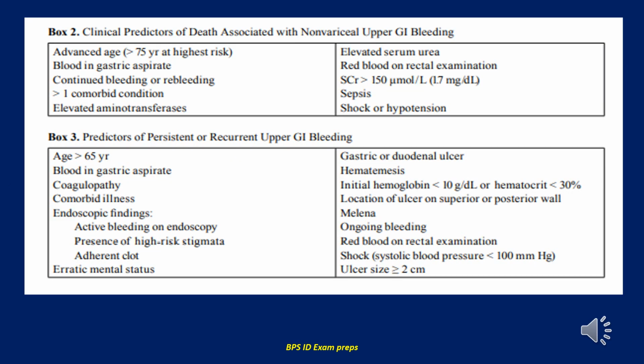Briefly pause the video and carefully scrutinize Box 2 summarizing clinical predictors of death associated with non-variceal upper GI bleeding and Box 3 summarizing predictors of persistent or recurrent upper GI bleeding.